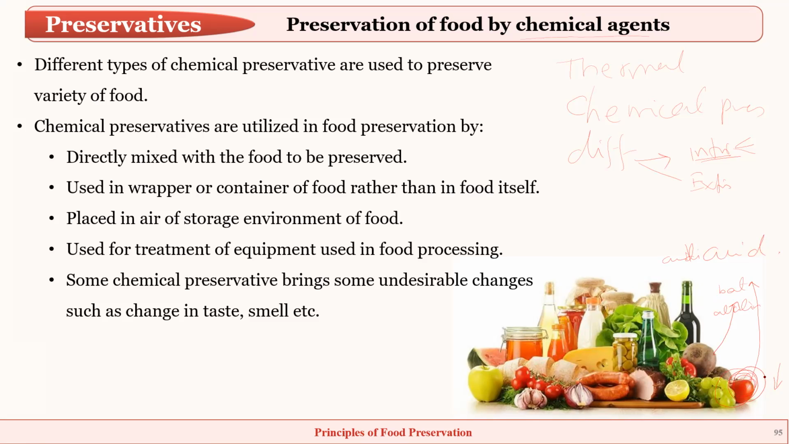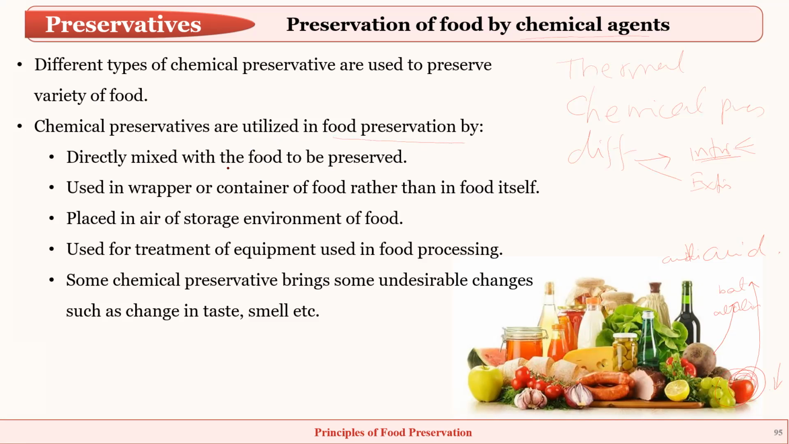And when you are processing, the requirement or effectiveness of a certain chemical would be different if you are adding any chemical in this. Whereas in the case of beetroot, where the situation will be alkaline, it will be different. Its action will be different. So chemical preservatives are generally utilized in food preservation by various means.